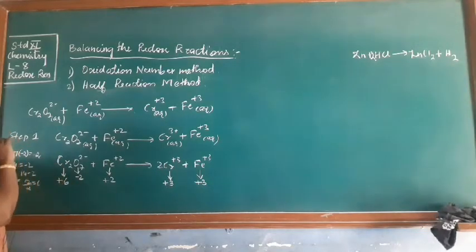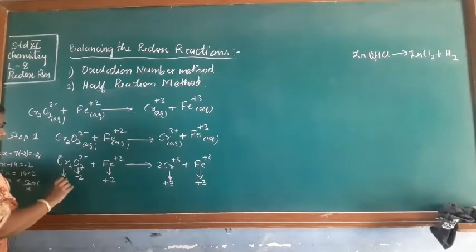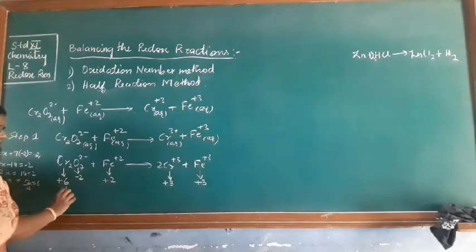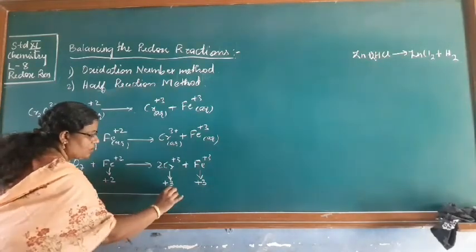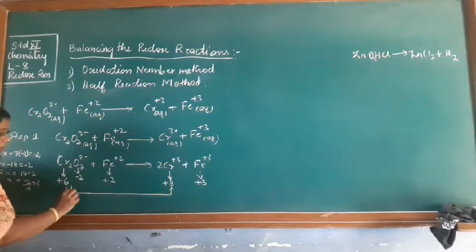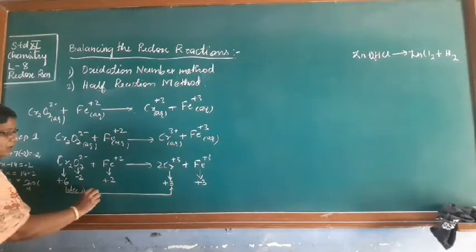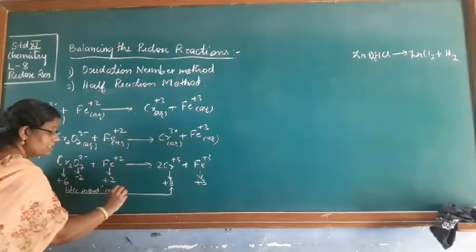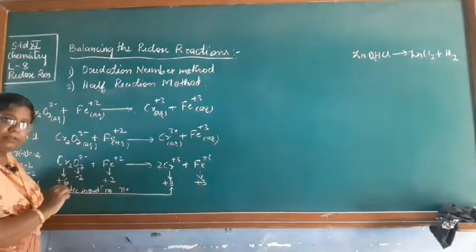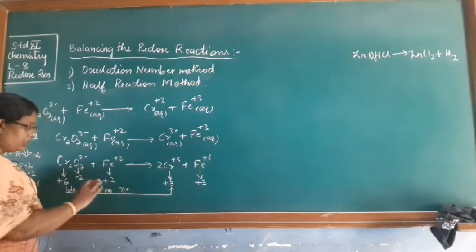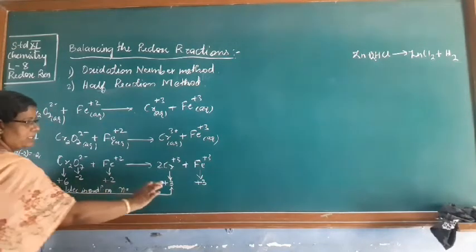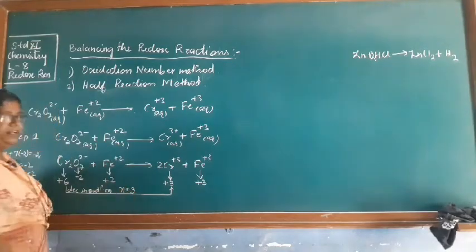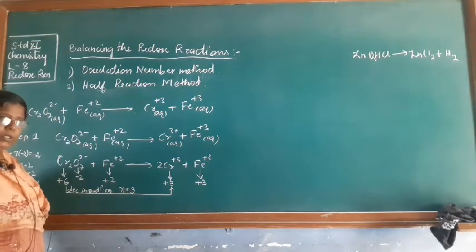Now chromium is going from +6 oxidation state to +3 oxidation state. So naturally there is a decrease in the oxidation number. Here you find a decrease in oxidation number. What is the decrease? That we represent by n. Decrease in the oxidation state is here +6 to +3, meaning there is a decrease of 3 numbers. You write there 3. Okay.